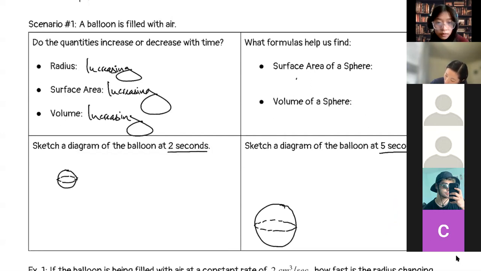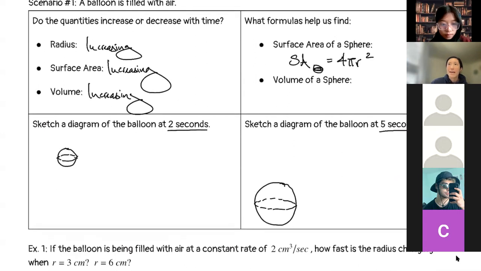So surface area, I know some people just write A. You can totally write A as well. And then I typically draw the little shape that I'm looking for. So surface area of a sphere equals 4 pi r squared. Good, very nice. All right, and then volume of a sphere. Anybody able to find that formula? V of a sphere. Nice. 4/3 pi r cubed.